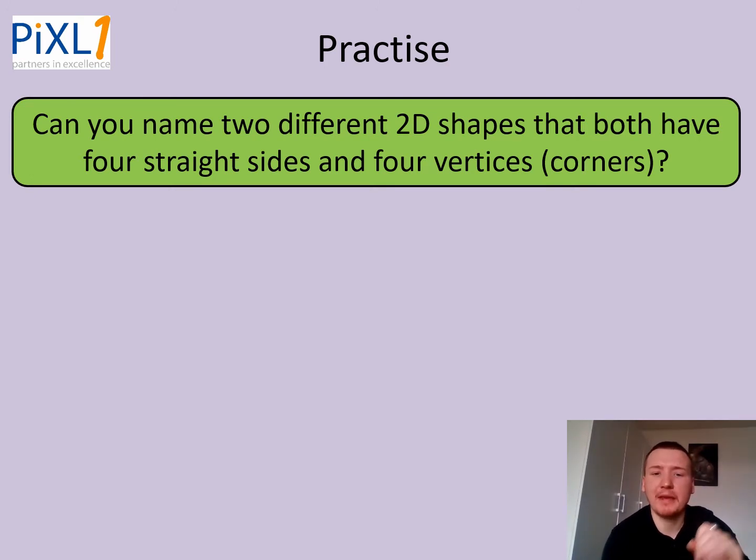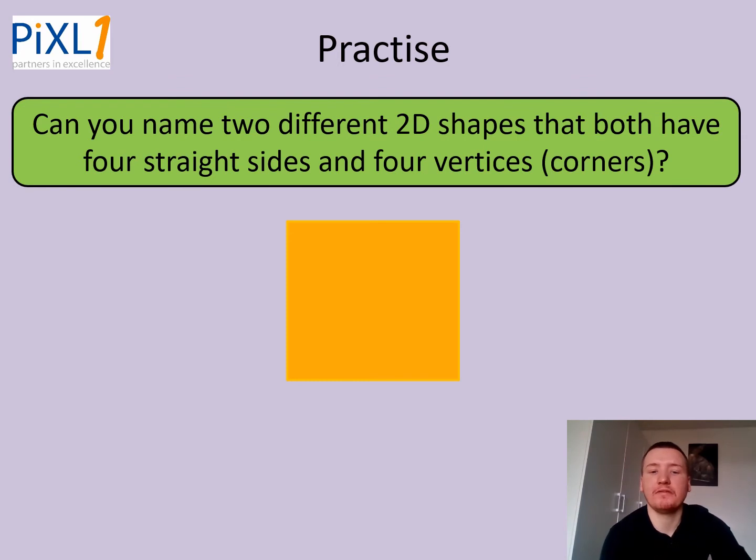If you're confident, then pause the video and come up with the 2 different shapes that have 4 straight sides and 4 vertices, which means corners. Well done if your first answer was a square. Let's just look at a square now. It has 4 sides, remember, and if you've got 4 sides that are all straight, you should have 4 vertices.